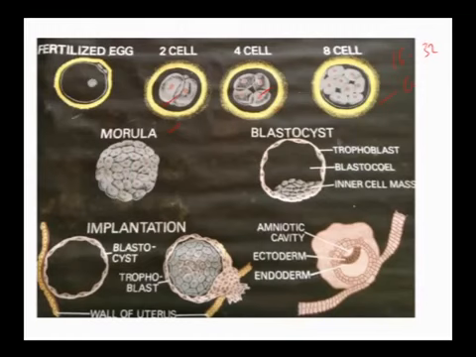Up to here, the cleavage patterns are regular. Later, the cleavage patterns are irregular. The embryo between the 16 to 32 cell stage is also known as morula, because it resembles the shape of a mulberry fruit.